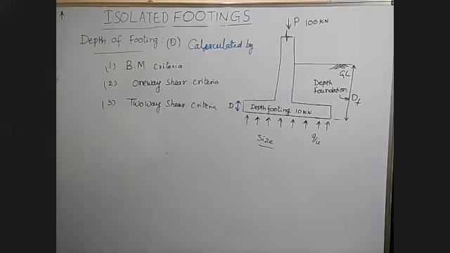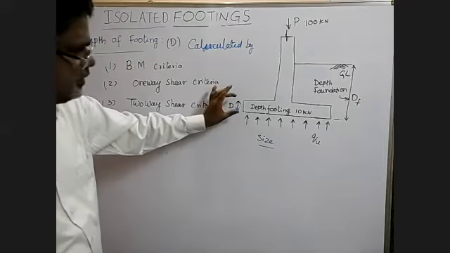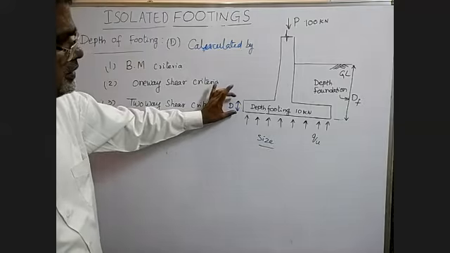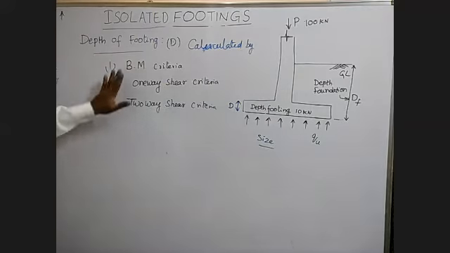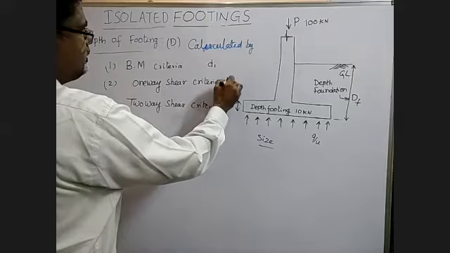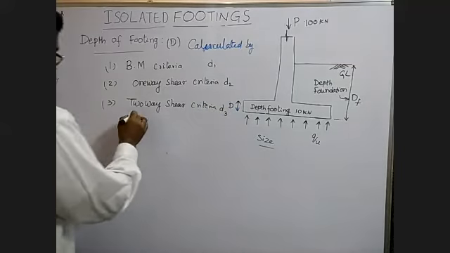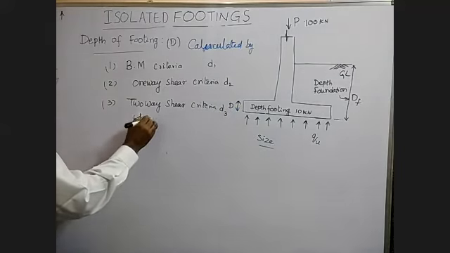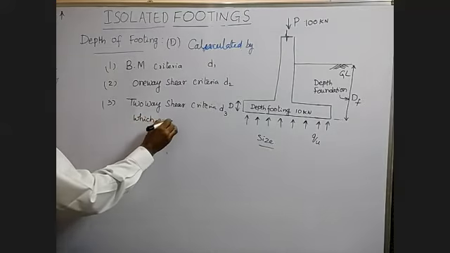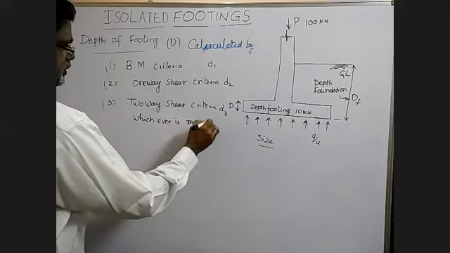Okay, now see, for the calculation of D, this is depth of footing. There are three criteria. From the bending moment criteria, you get D1 and D2. One-way shear criteria gives D3. So whichever is the maximum is taken.